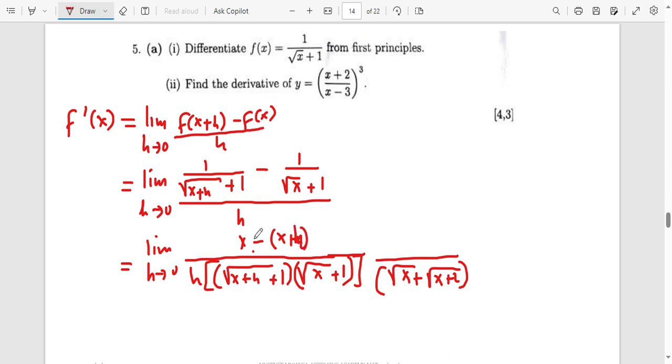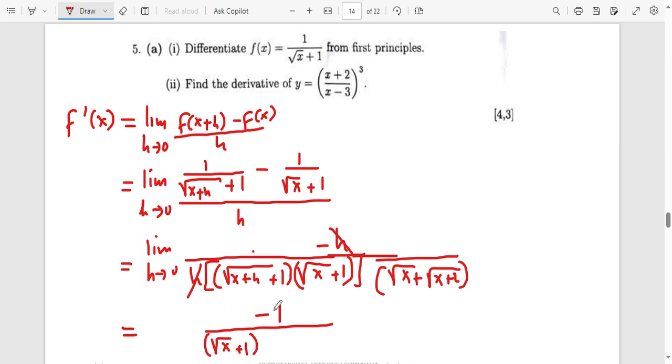If I remove the brackets there, the x will cancel with the negative x here, and this negative will multiply with the h inside, it becomes negative h. So the only thing that remains on top is a negative h. This h can now cancel with the negative h on top, so we have just a negative 1 that has remained on top. It is at this point now that you substitute where there is h with 0. That will give you negative 1 divided by, in the brackets here where there is h, I'll substitute a 0. So it will just be square root of x plus 1.